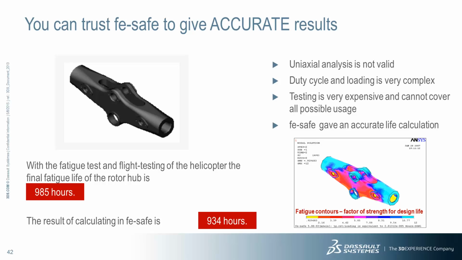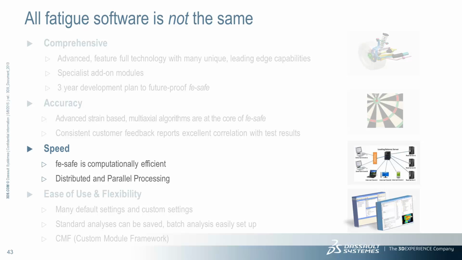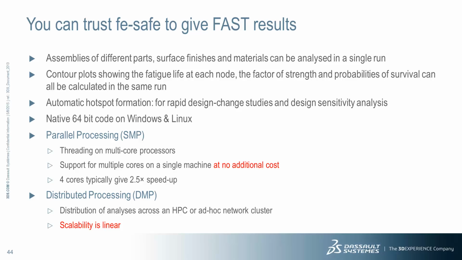We weren't involved in this case study at all until it was submitted to our FE-Safe user group meeting, and the correlation was excellent. Now let's look at the speed of analysis. Parallel processing and distributed processing have increased FE-Safe speed by leaps and bounds in recent releases. Parallel processing automatically runs over multiple cores on a machine if they're available, and FE-Safe supports multiple cores on a single machine at no additional cost.